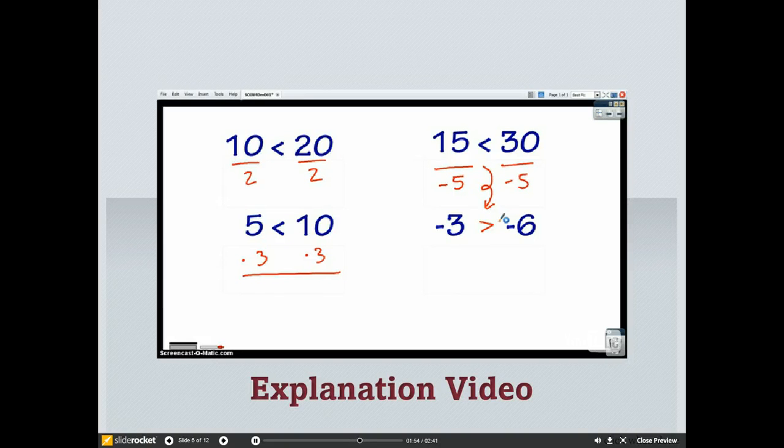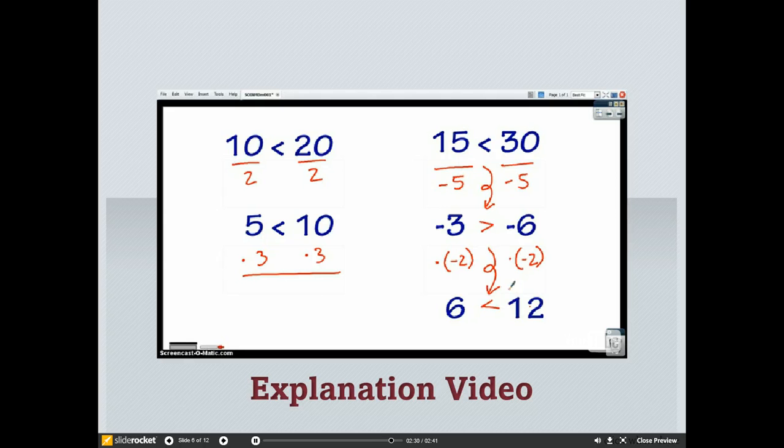Let's take a look at one more. Let's multiply both sides by, again, let's use a negative, -2. If I multiply this side by -2, my -3 becomes +6. -6 times -2, my -6 becomes 12, positive. Now again, 6 is no longer greater than 12 because the negatives and positives have reversed. And so once again, to keep this a true statement, I have to flip around the inequality symbol to make it still be true.